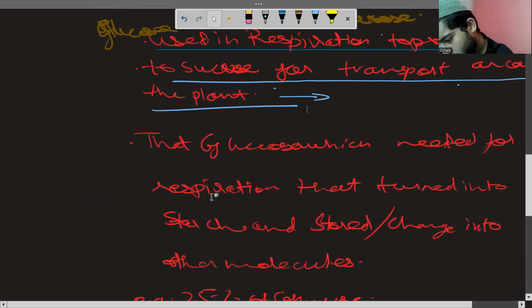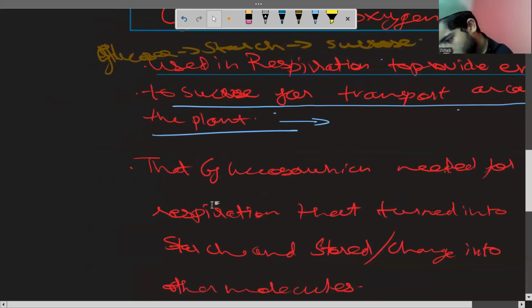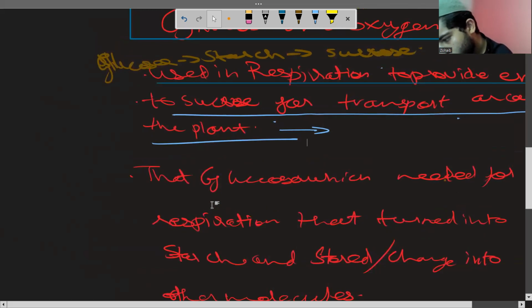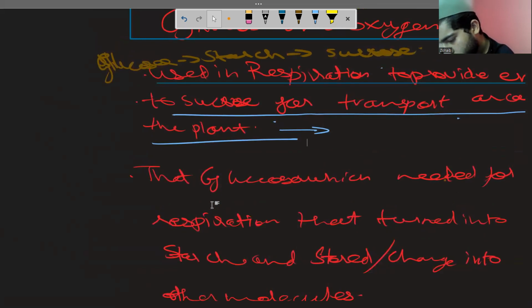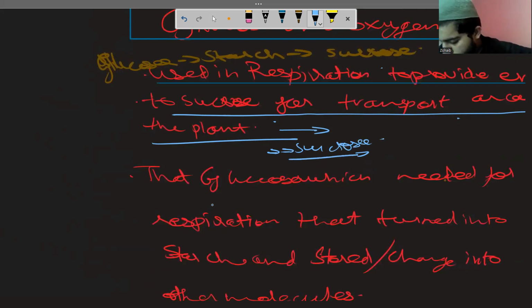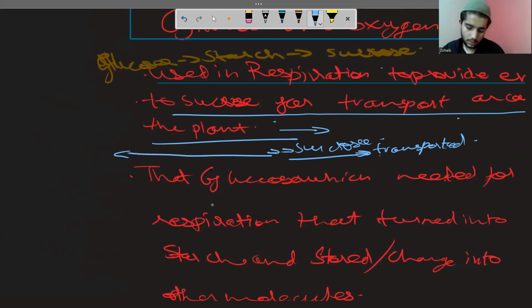And that starch is then broken down to sucrose, and that sucrose is used in respiration in the other parts which do not do photosynthesis. Those parts don't get sunlight or don't have chlorophyll, such as the roots and the growing buds. After the starch is stored, the stored starch is turned into sucrose, and that sucrose is transported to those parts of the plant which do not photosynthesize.